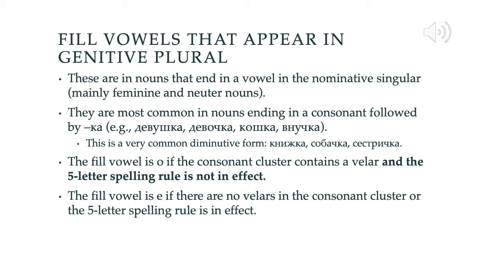So in all the examples I gave above, dievushka, dievochka, koshka, vnuchka, knishka, sabachka, sistrichka, the 5-letter spelling rule is actually going to be in effect, and it will be ye, even though there's a velar in the consonant cluster.